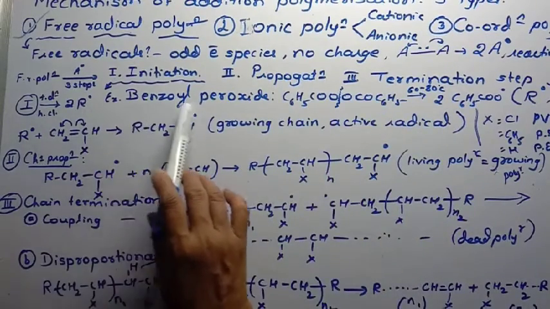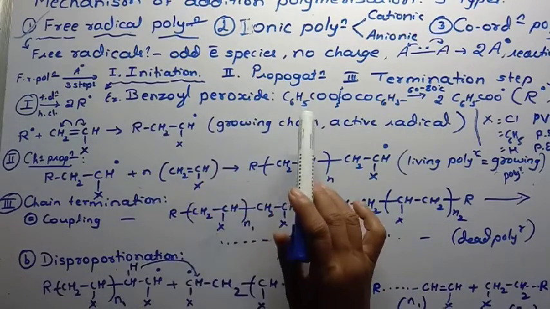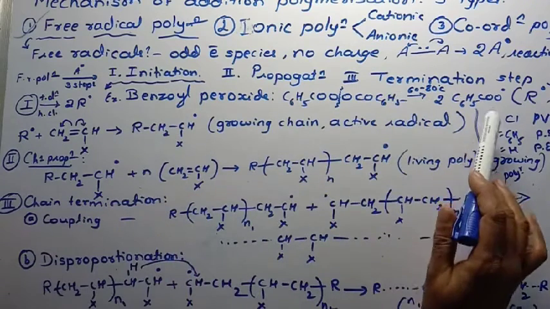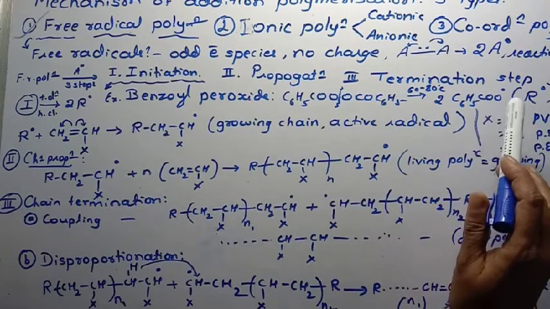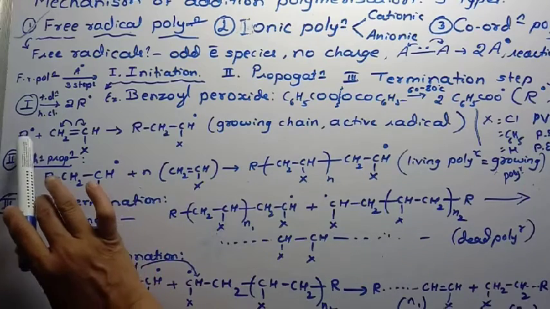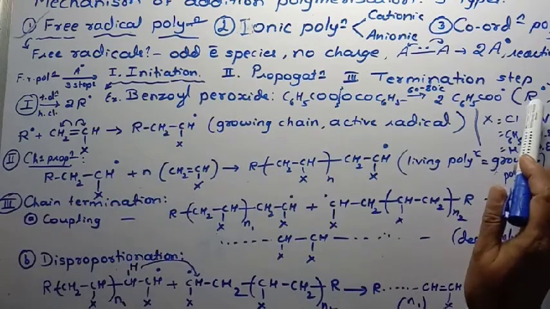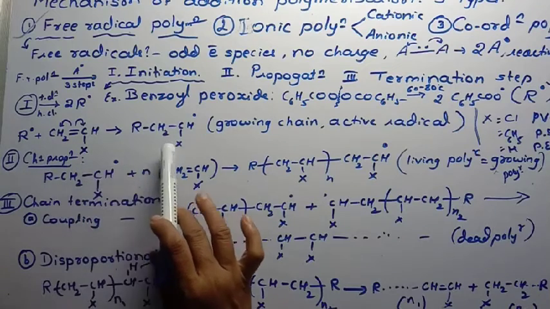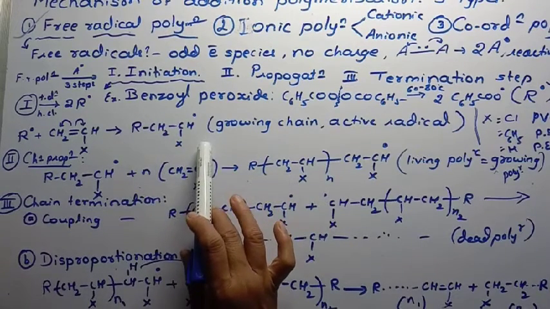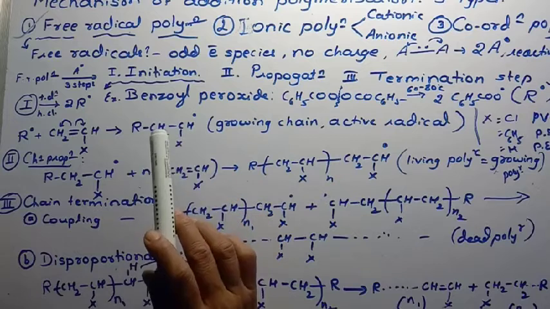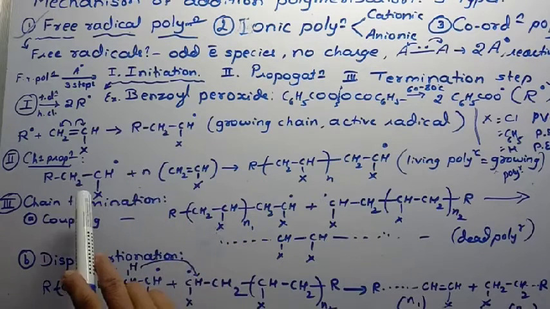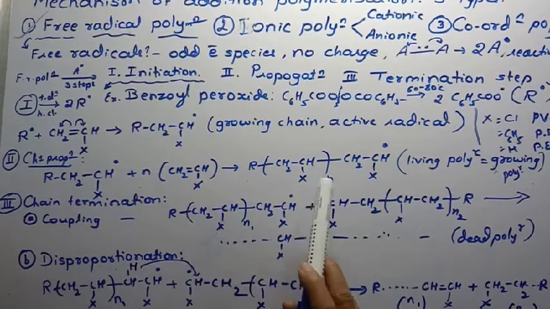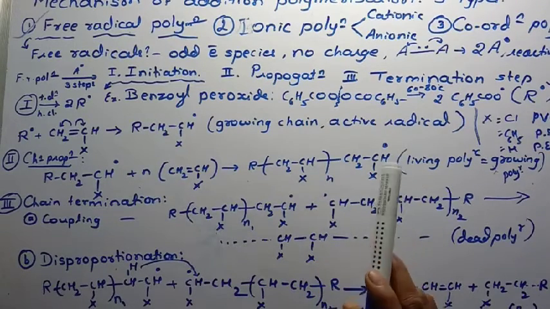For example, if you take benzoyl peroxide, it gives two free radicals, the benzoate free radicals. Suppose this is represented by R, and when R combines with the monomer, it gives a new free radical, and this is a very active species. It is going to combine with many more monomers, thereby it gives a polymer. And once again it is a free radical.